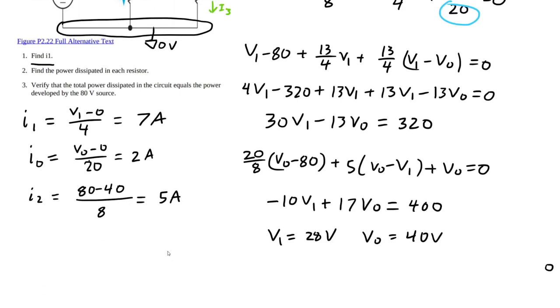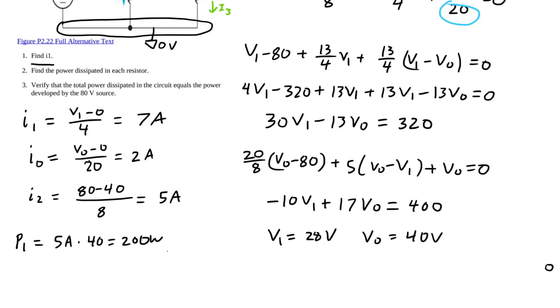All right, so to calculate the power, let's call that power 1 again. That's going to be 5 amps times 40 volts dropped, 200 watts. That's a really, really big resistor. Okay, so 200 watts.